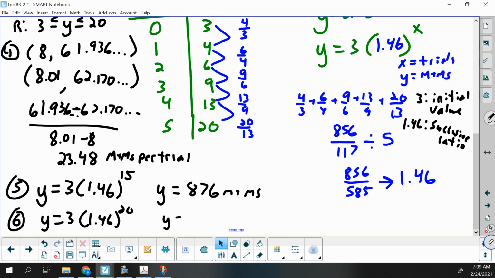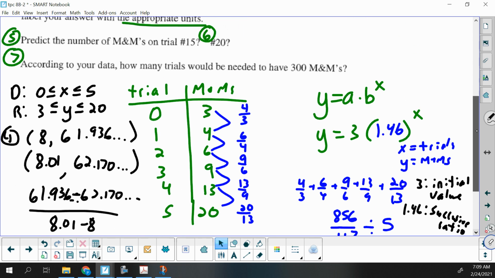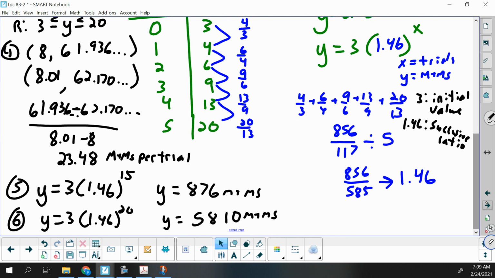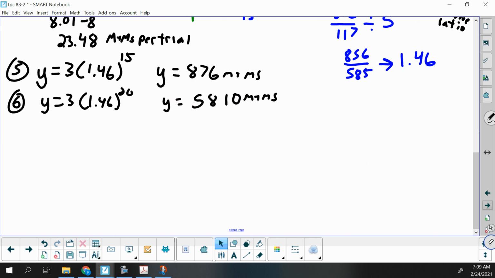And for that, the nearest M&M, I got 5,810 M&Ms. So that's if we were to keep going on. That would have been a lot of bags of M&Ms and a lot of counting. So we didn't go that far. And our last one for this, number 7, how many trials would be needed to have 300 M&Ms?